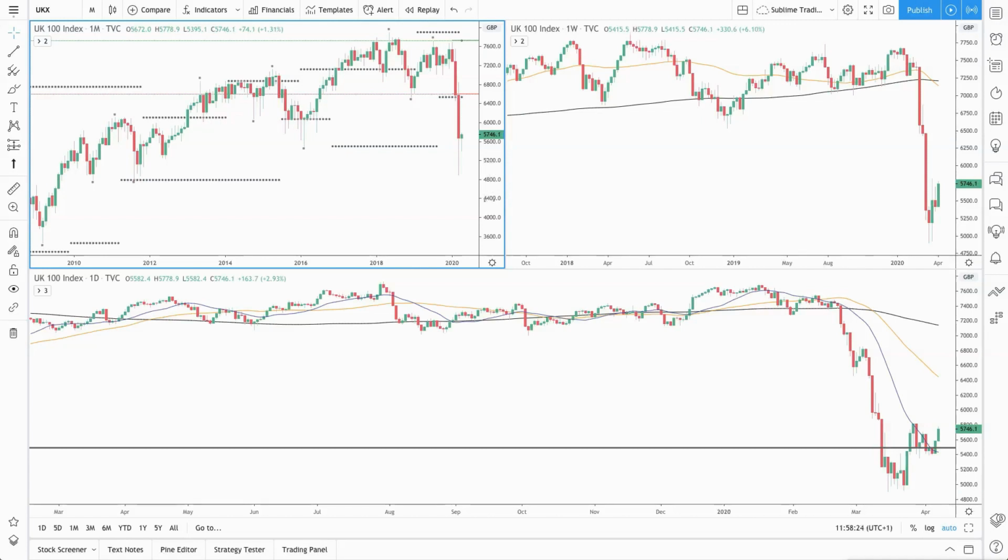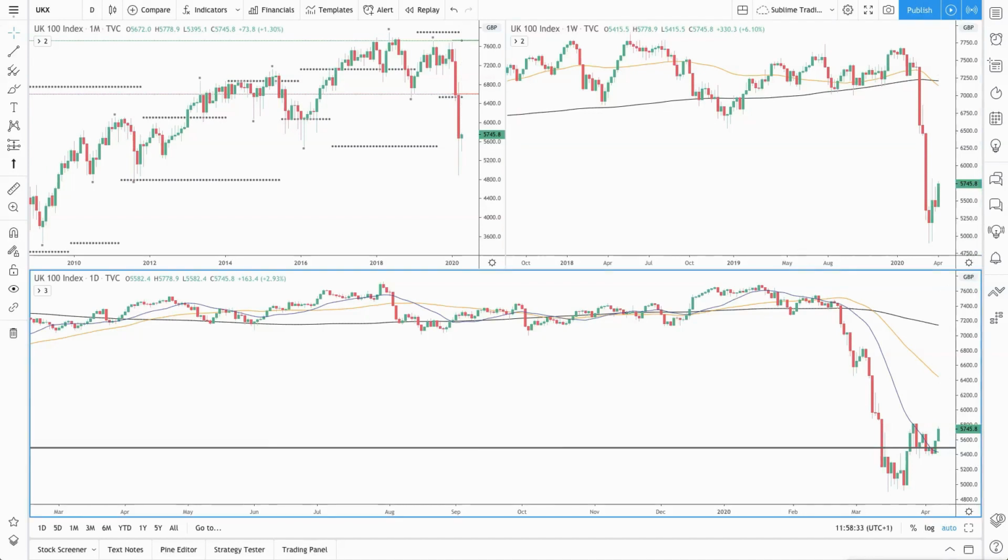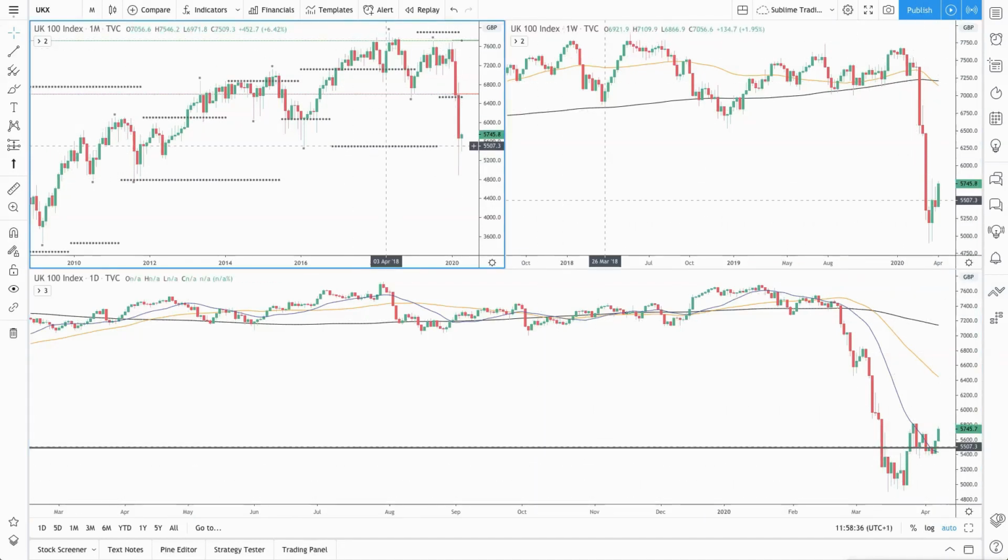Okay, so let's start with the FTSE 100. As always, this is our three-screen setup. We have the monthly in the top left, weekly in the top right, and our daily chart here at the bottom. If we start with the monthly time frame, we can see that price is still very much finding support at the low of February 2016.